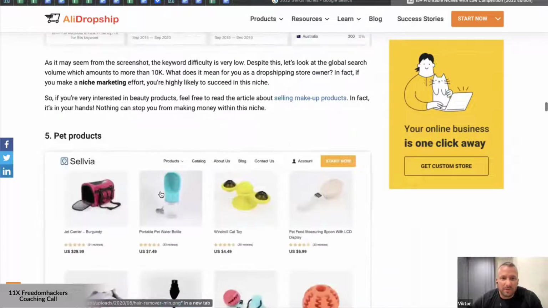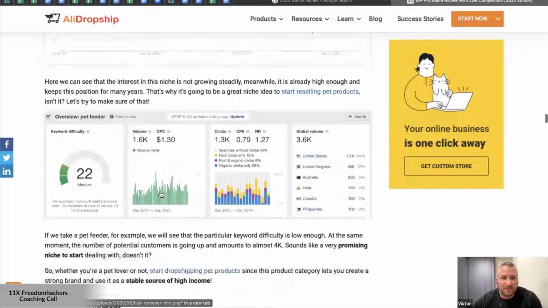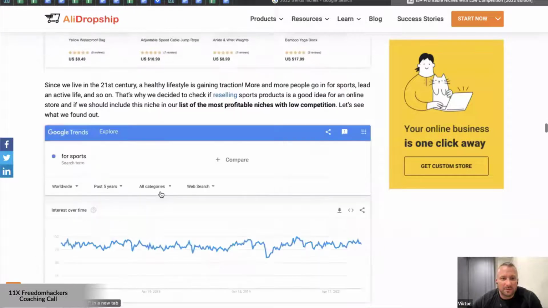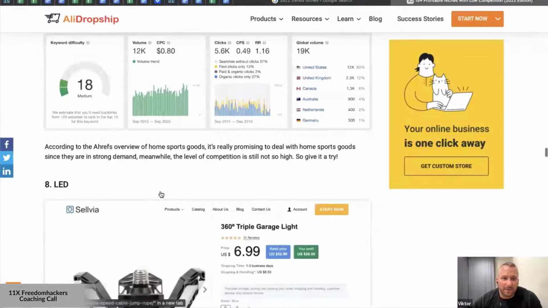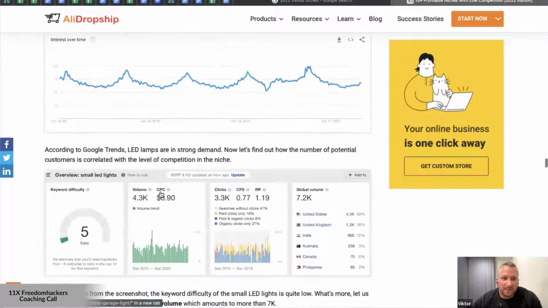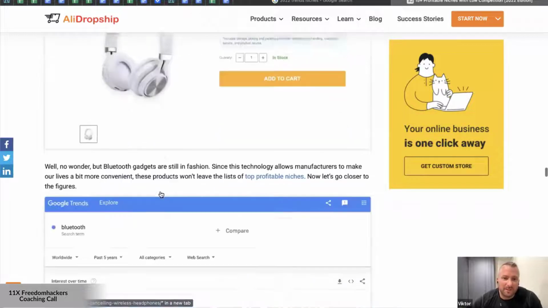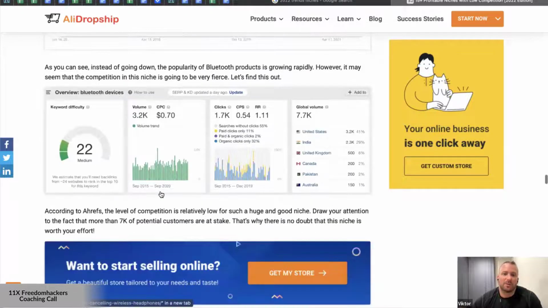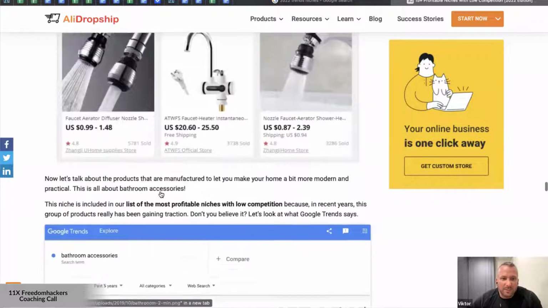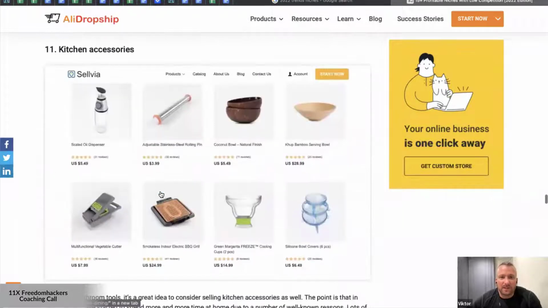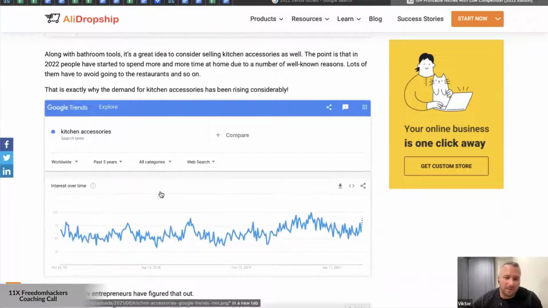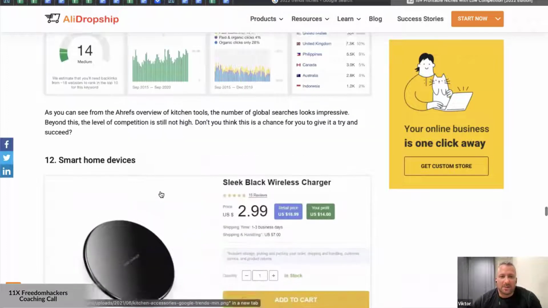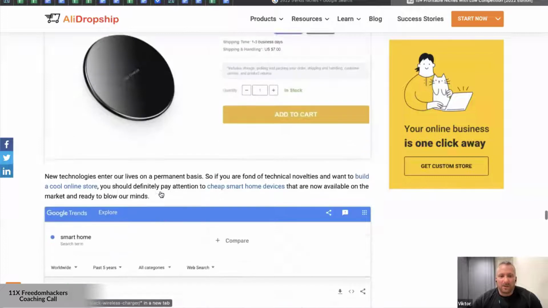Obviously, pet products. What else do we have here? Sports equipment, indoor sports. Well, health in general is going really up. LED and Bluetooth, of course. Obviously, everything wireless is going up, and all these accessories that make life easier, more convenient. Have you noticed all these latest gadgets that let you do stuff faster in the kitchen, in a bathroom, you can clean faster, smart home devices, right? All that stuff is going up.